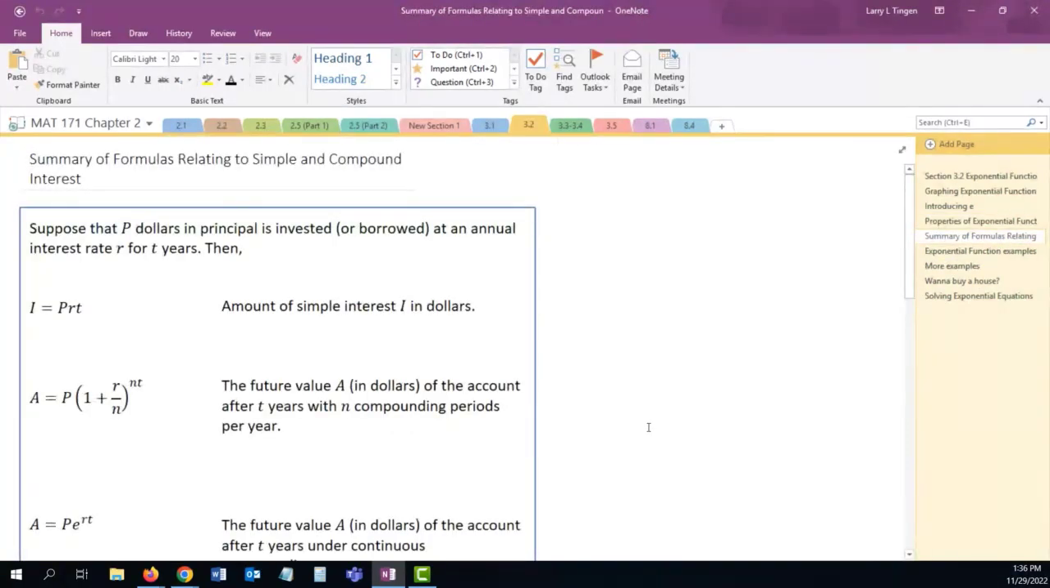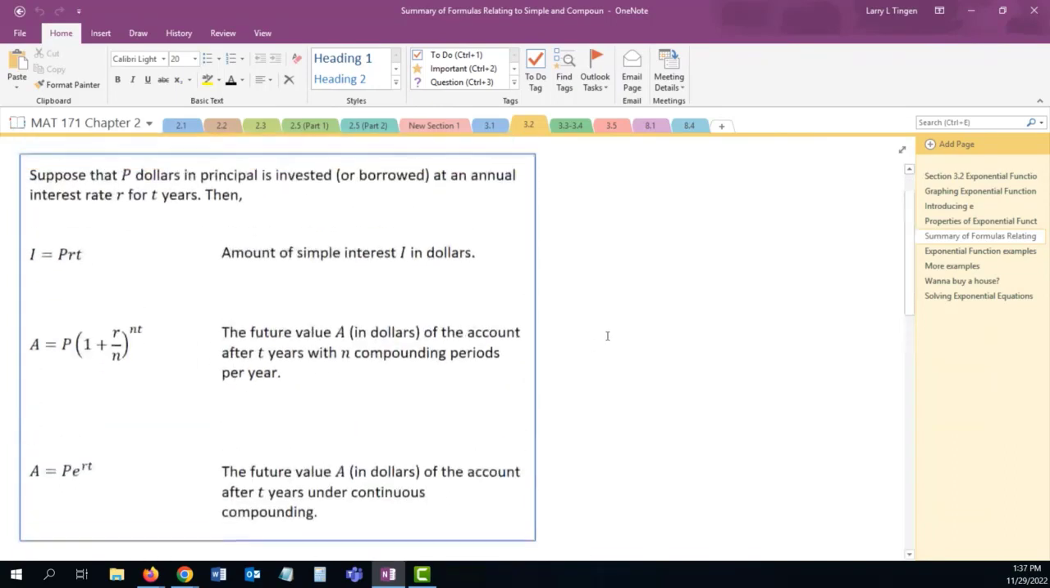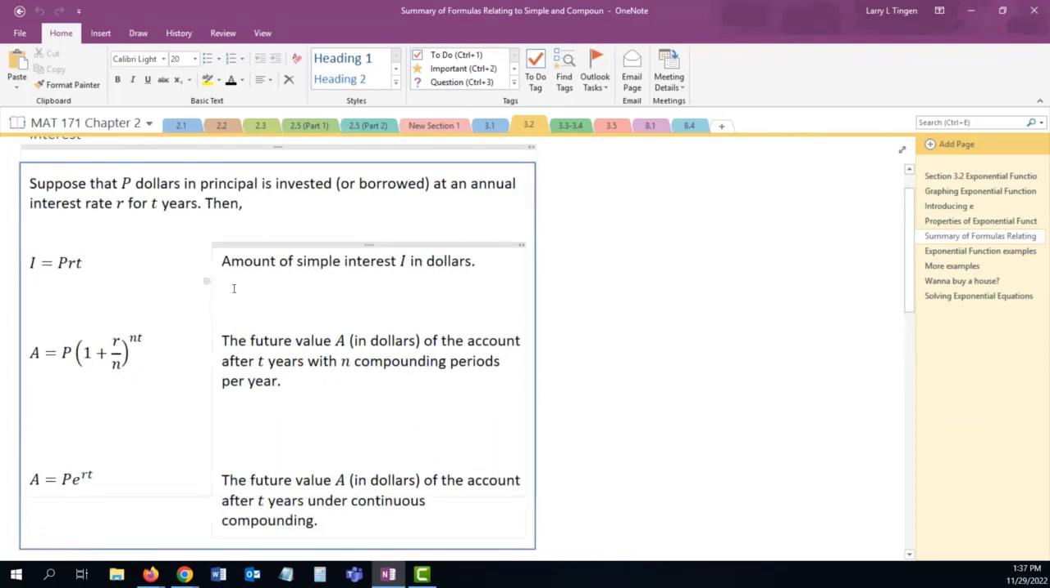Okay. Now, exponential functions and the concept of e show up not in simple interest, but in compound interest and continuous compounding. All right, so with that in mind, let's take a look at the equation. Simple interest is just principal times the rate times the time. People are used to that.